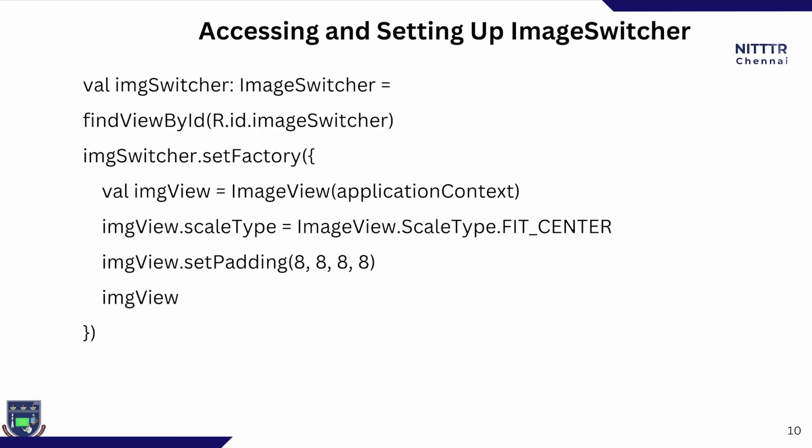Next we will see about accessing and setting up the image switcher. Here, we can access the image switcher from the XML layout and set its factory method to create the image view objects dynamically. Finally, we will use one of the methods, for example setImageResource, to display the image at a given index. With this setup, our image switcher is now ready to show the images dynamically with a smooth transition.